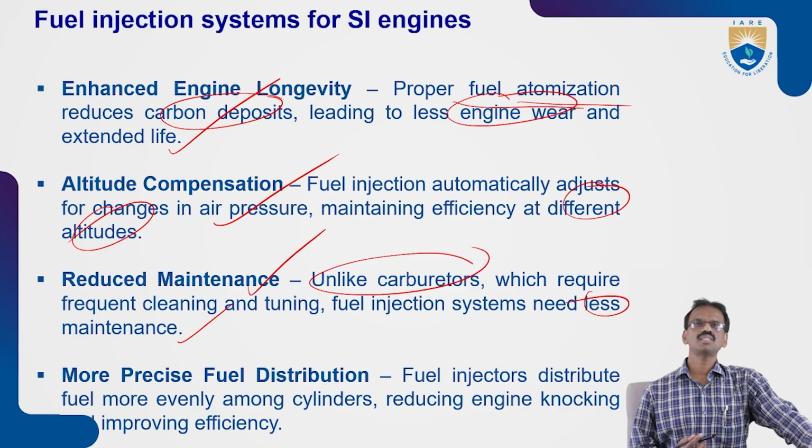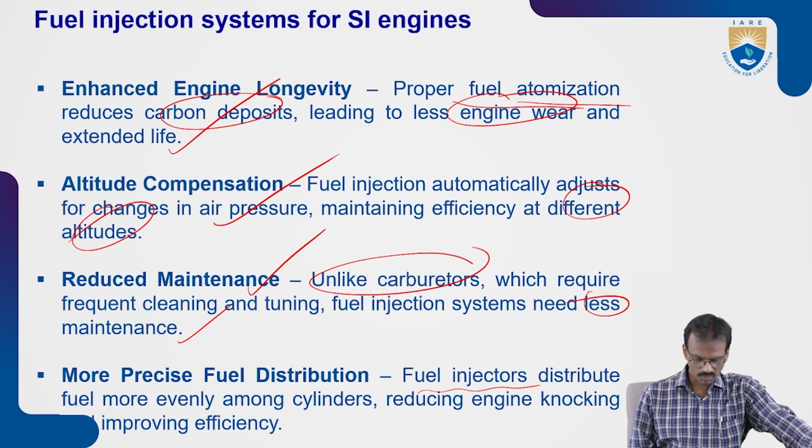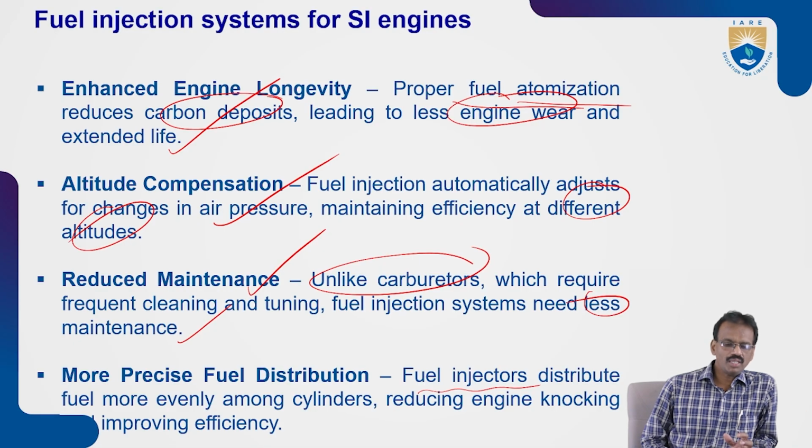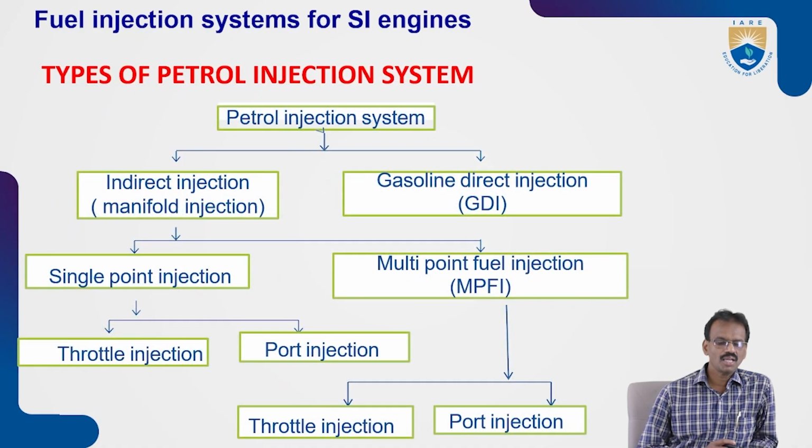Next, more precise fuel distribution. This is very important, because fuel injectors distribute fuel more evenly among the cylinders and reduce engine knocking, and automatically it improves the efficiency also. So many advantages are there with the fuel injection system. Nowadays the fuel injection system has replaced carburetors. Okay, so we'll see the types of petrol injection systems.